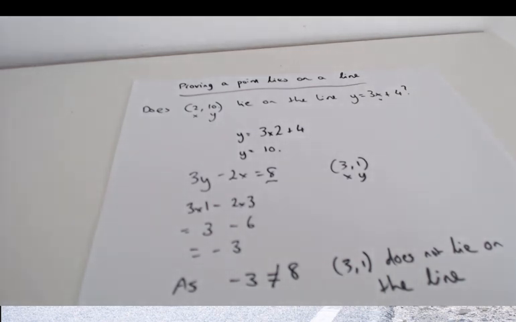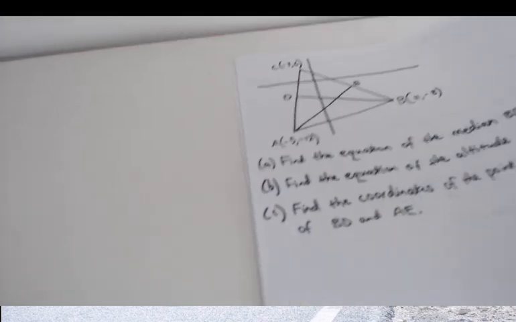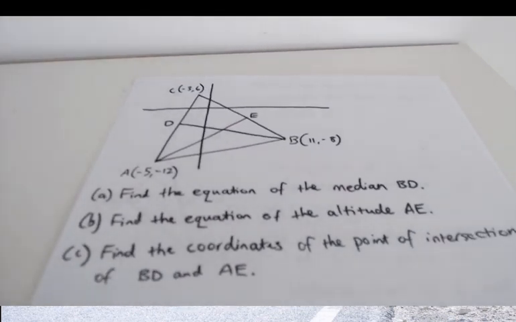Right, let's try and put together everything we've learned so far in this topic. Let's look at some harder style questions. Right, first things first. The main thing you're going to be asked about is making sure you know how to do medians, altitudes and perpendicular bisectors. So that's the main thing.